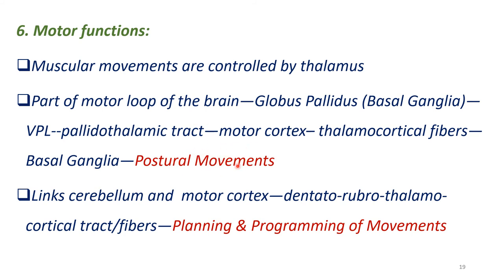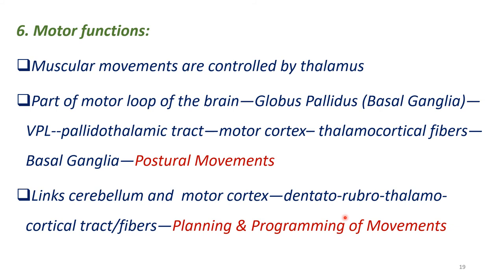So it influences the postural movements because the globus pallidus, basal ganglia, is involved in the planning and programming of movements. Then it also links the cerebellum and motor cortex via the dentato-rubro-thalamocortical tract fibers. The dentate nucleus is one of the nuclei of the cerebellum. Rubro is the red nucleus in the brain; we'll be discussing this later on. So impulses go from the dentate nucleus of the cerebellum to the red nucleus. From the red nucleus, the impulses go to the thalamus, and from the thalamus, the impulses go to the cortex. So, dentato-rubro-thalamo-cortical tract fibers.